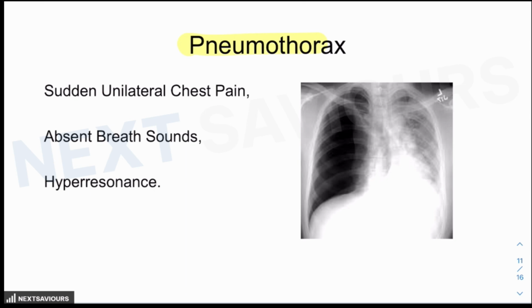Now, in case of pneumothorax, the examiner would have provided you the presence of a sudden unilateral chest pain, absent breath sounds, and hyperresonance on percussion. And there could also be tracheal deviation if tension pneumothorax is present. And as you know, what are the chest findings? There will be a visible pleural line with absence of lung markings beyond, then a collapsed lung at the hilum, or there could be a mediastinal shift in case of tension pneumothorax.